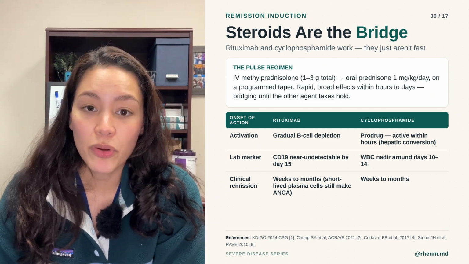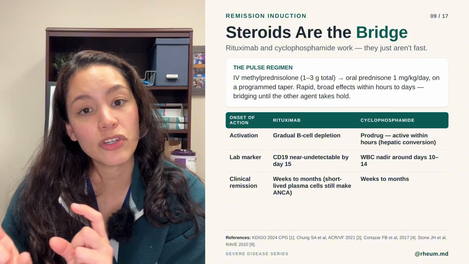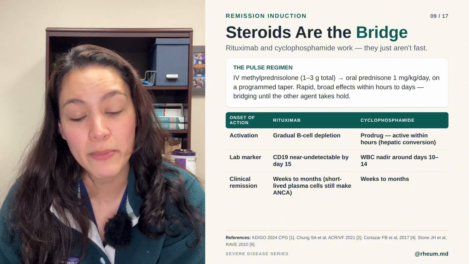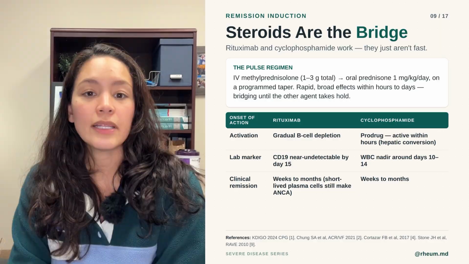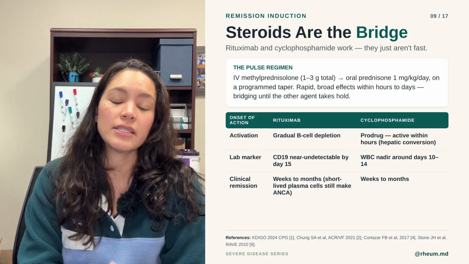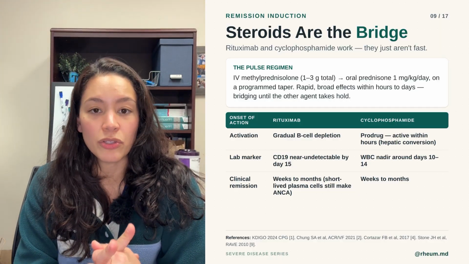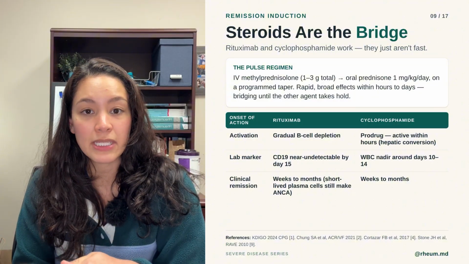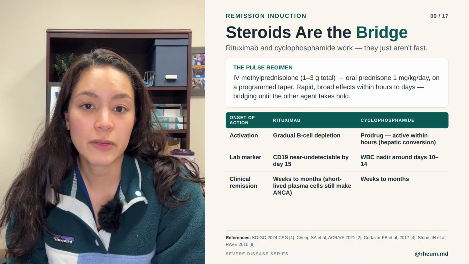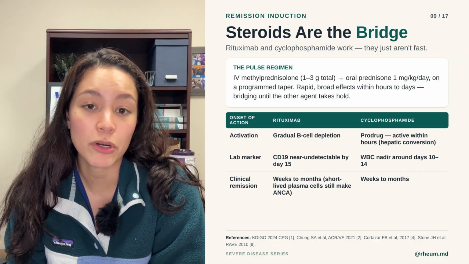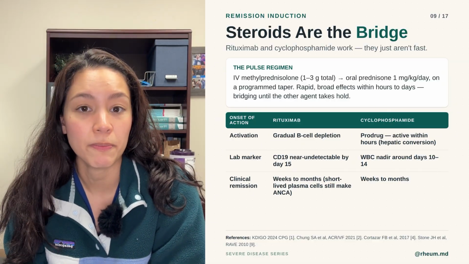CD19 is a protein on B cells that we check to track the response to rituximab, and it usually gets to undetectable levels by day 15. Clinical remission takes longer because ANCA antibodies are also produced by short-lived plasma cells that are CD20 negative. So ANCA titers typically decline by about 48% per month during induction.